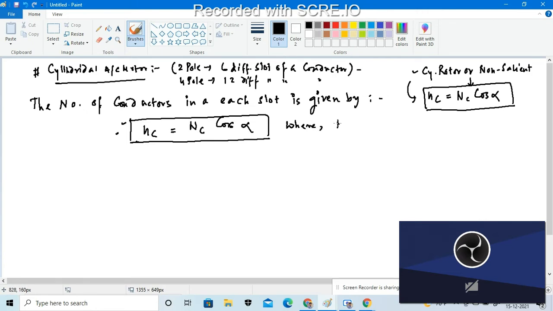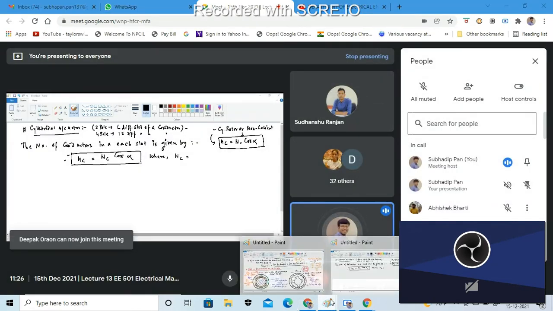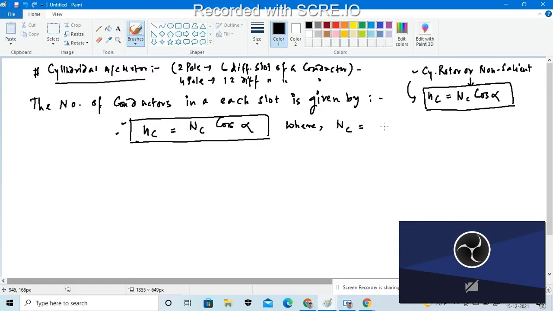the capital Nc is the number of conductors. The capital Nc is actually, one second, someone is coming, I think. Yes. So this capital Nc is actually the number of conductors at an angle of 0 degrees.